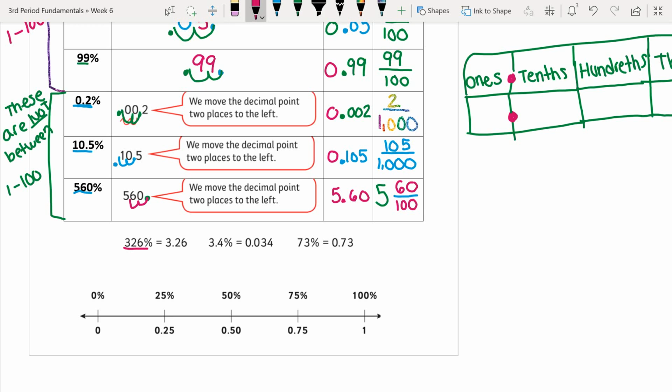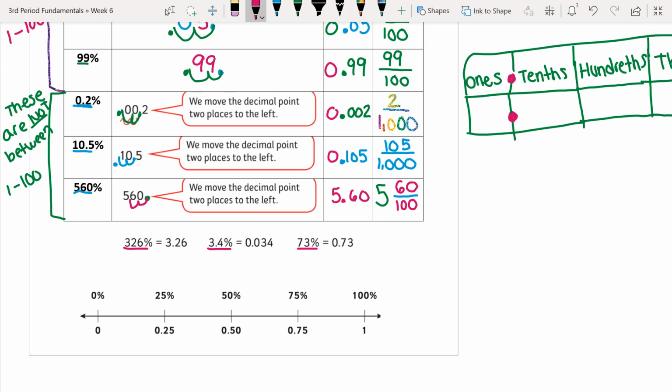326%, which I've already written as a decimal to be 3.26. Then we have 3.4%, which as a decimal is 0.034. And finally, we have 73%, which as a decimal is 0.73. All I want you to do is on this number line, we're going to put our own little arrows, kind of like we did last lesson, of where these 3 percents actually are on the number line.